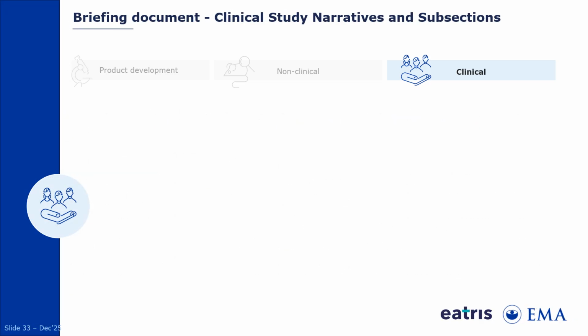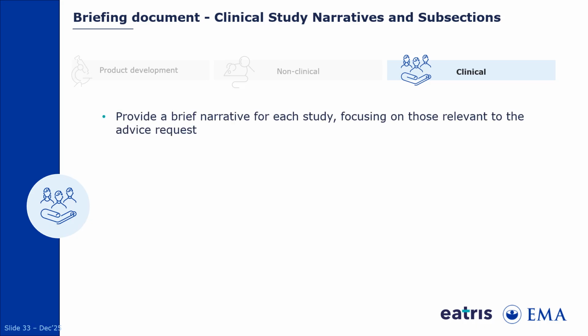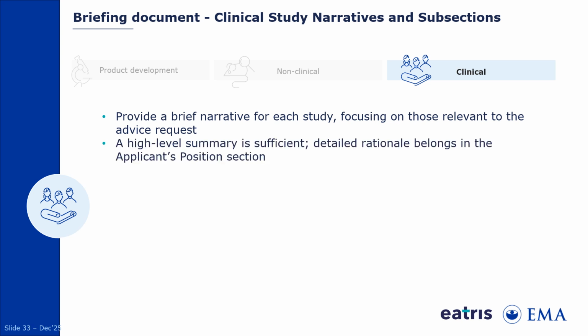Following the table, provide a narrative for each study, especially those for which you are seeking scientific advice. A high-level summary is sufficient here. Detailed rationale and justification for design choices should instead be presented in the applicant's position section where relevant questions are asked. Clarify if the study is already recruiting or if there is flexibility for modifications.